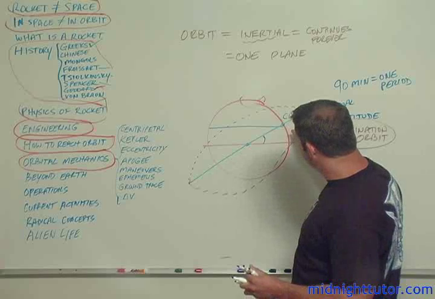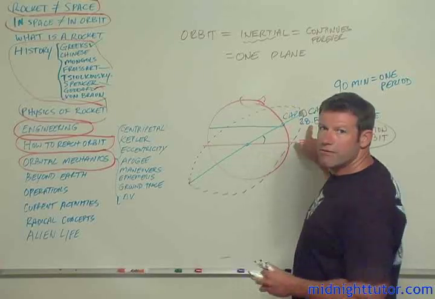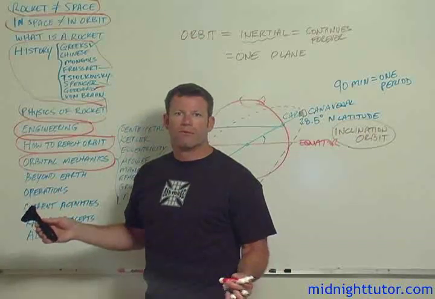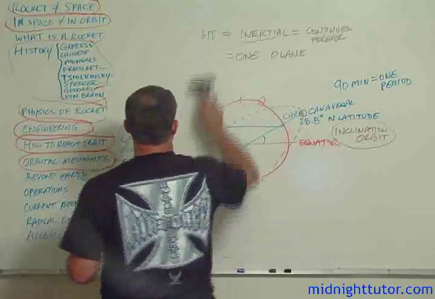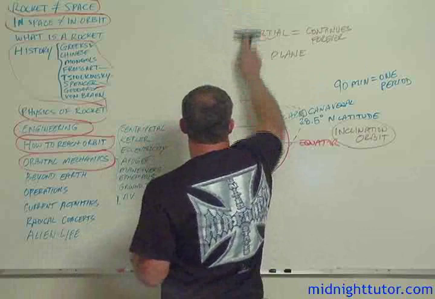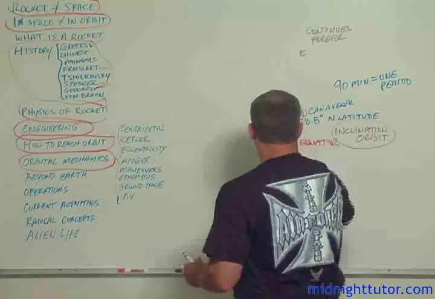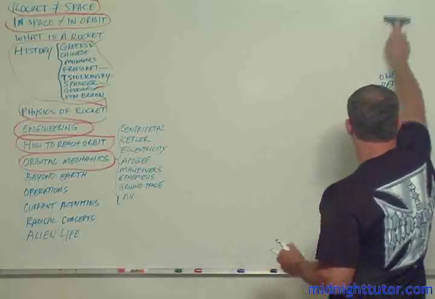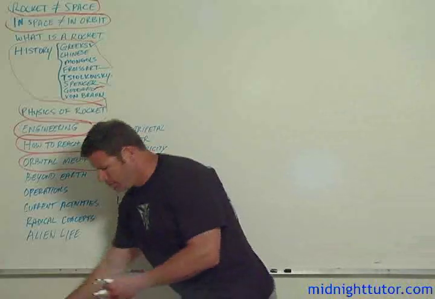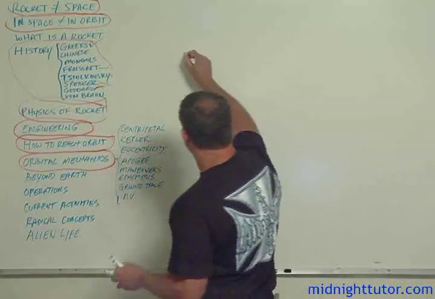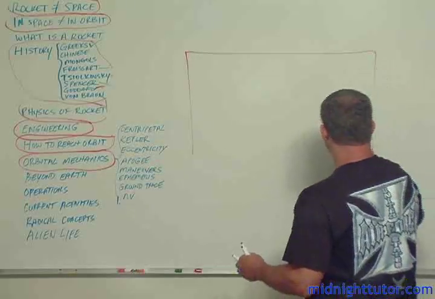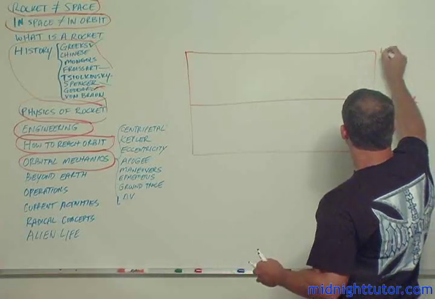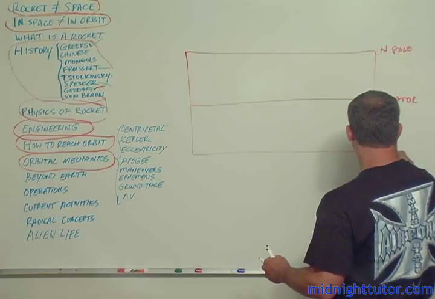So you understand that we're in an orbit plane that's inertial. It's at an angle of 28 and a half degrees to the equatorial plane. Now let's draw the ground track for what that orbit looks like. We're going to use a type of map which represents the surface of the Earth as a rectangle. Here's the equator. There's the North Pole and the South Pole.